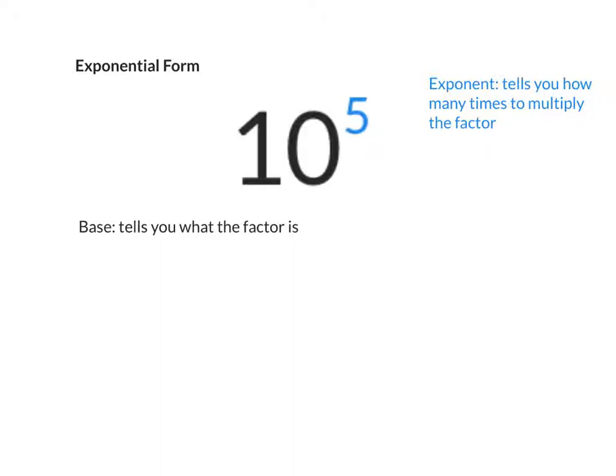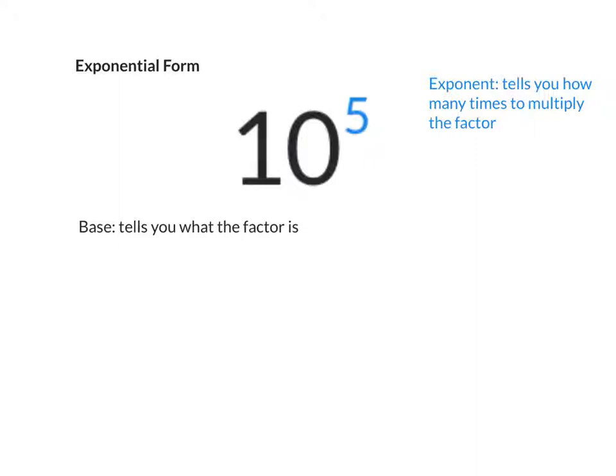The first number is the base. In this case it's the 10. It tells you what the factor is. It tells you what number you're multiplying over and over again, because factors are numbers that you multiply. The exponent is the little tiny number written to the upper right-hand corner, and it tells you how many times to multiply the factor.